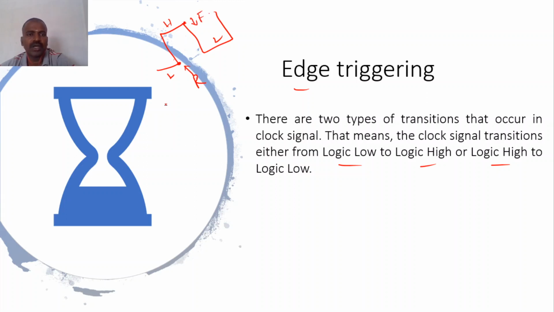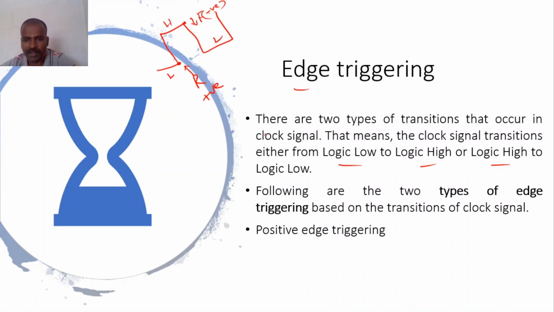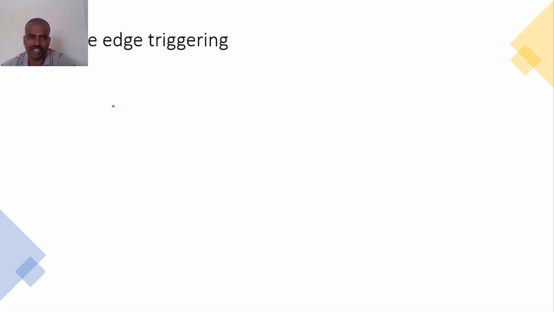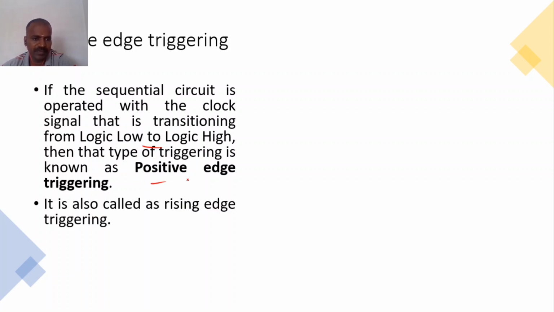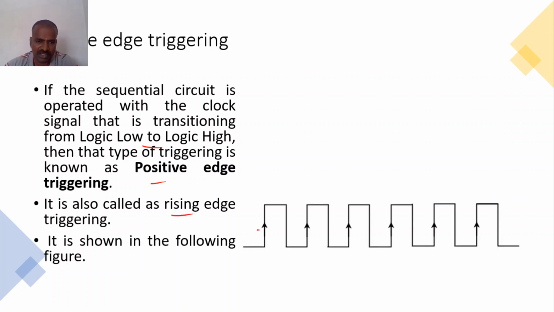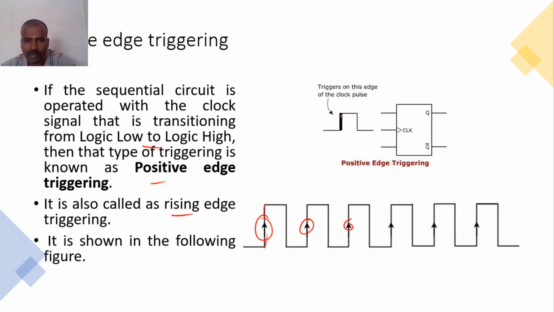So here two types of triggering are there: positive edge triggering and negative edge triggering. What do you mean by positive edge triggering? Operation by a clock signal that is transitioning from logic low to logic high is called positive edge triggering, and it is also called rising edge triggering. Have a look at the pictorial representation. This line is called positive edge triggering, and for a flip-flop I am going to apply this positive edge as a clock signal.